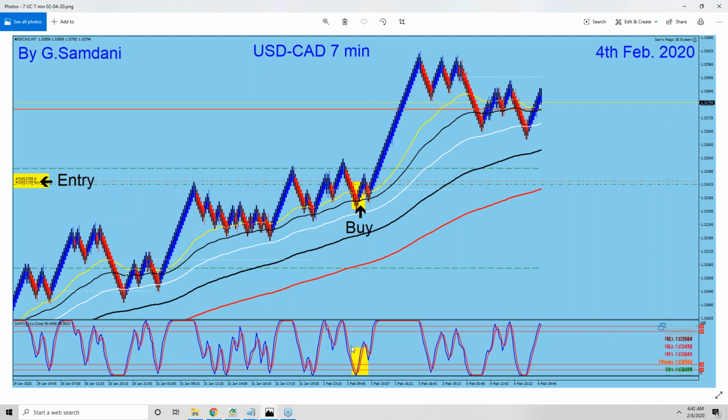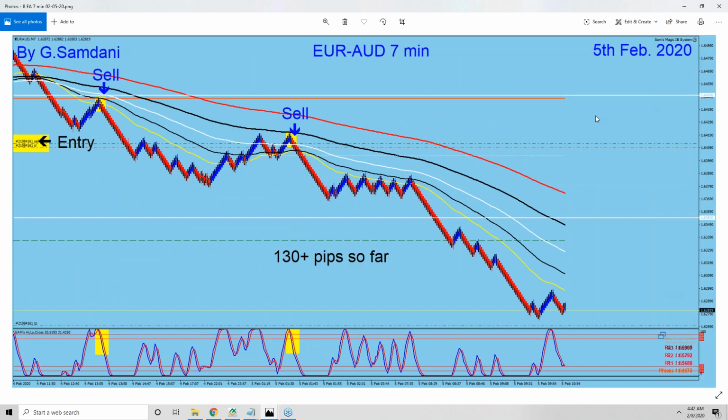February. Actually, if you notice, this entry was on the 3rd, right? But I closed it on the 4th. This pair moves very slow, so sometimes you have to hold for a day or two. Right? Okay. So now on the 5th, again, the game started to the downside.